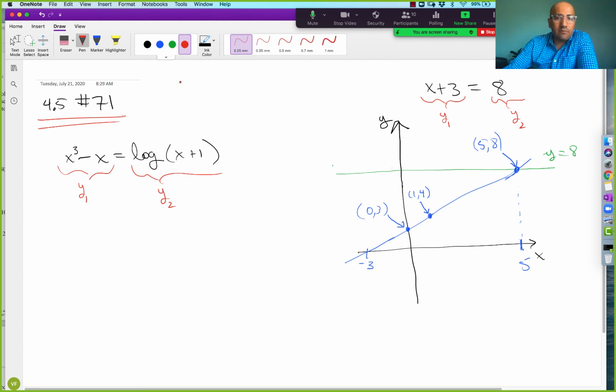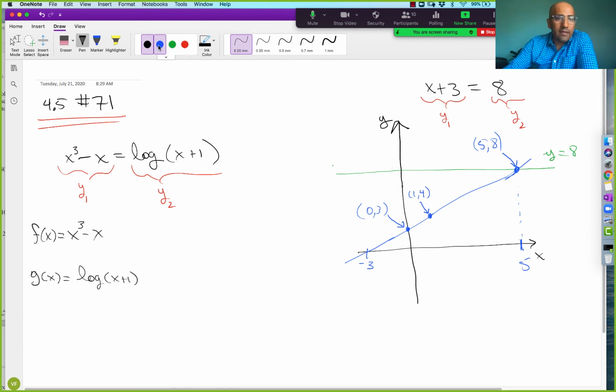Okay, so in that same spirit, we're going to do the same thing over here. By letting this be one function, we'll end up with some function f of x equals x cubed minus x. The right side is another function. Let's call that function g. g of x will be equal to log of x plus 1.